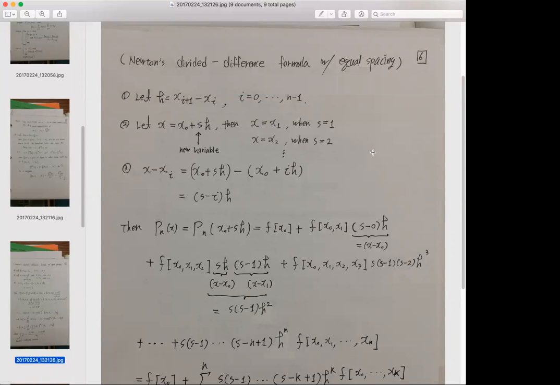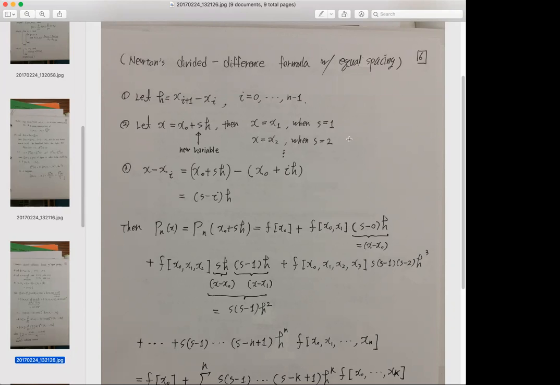Okay, in this video, I'm going to cover Newton's divided difference formula and Newton's forward and backward divided difference formulas. So the first one, let's take a look at this: Newton's divided difference formula with equal spacing.